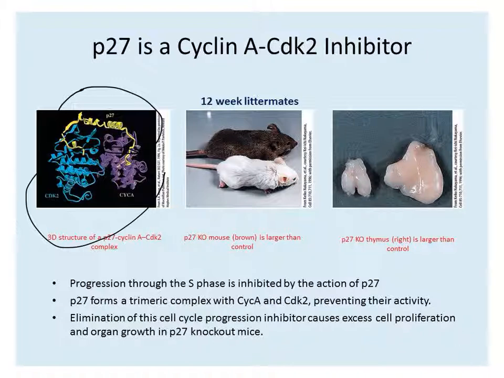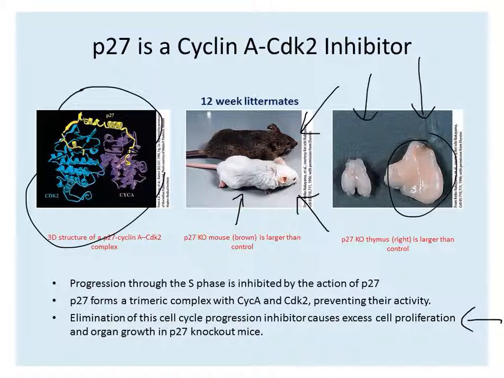And in fact, if they eliminate P27, they do a knockout of P27 in mice, they find something very interesting. The P27 knockout mouse is brown, and a normal control wild-type mouse is in the white. And what you notice is they get this extra large mouse in the absence of P27. And in fact, when they look at different organs of that knockout P27 mouse, they find that something like this is just showing you the thymus. The thymus is much larger in the knockout mice than the control.